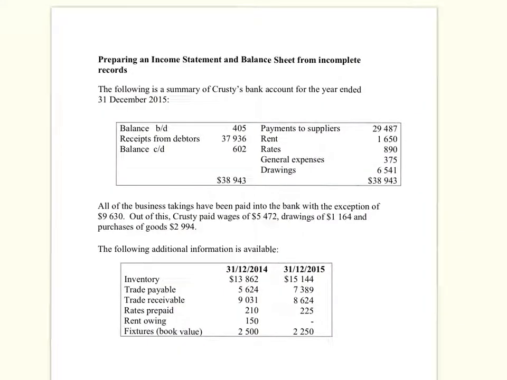Here we have the same resource again, and this time we'll be focusing on the figures that are relevant to finding purchases. So we'll need trade payable, the 5624, which is last year's trade payable closing balance, and the 7389, which is this year's trade payable or creditors closing balance. So we have our opening balance there and our closing balance on the side, and any other information related to our trade payable or our suppliers will come from the cash book.